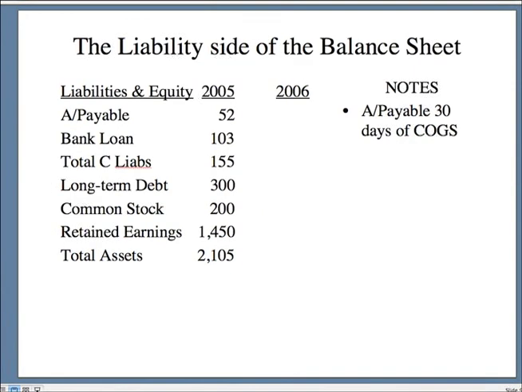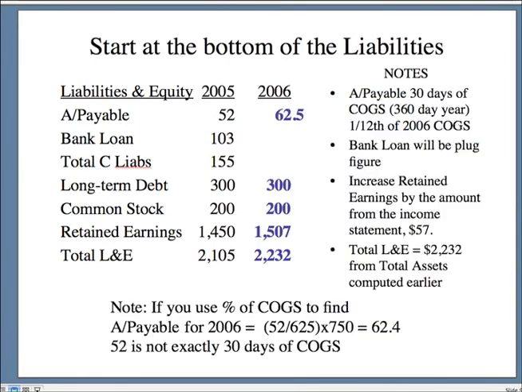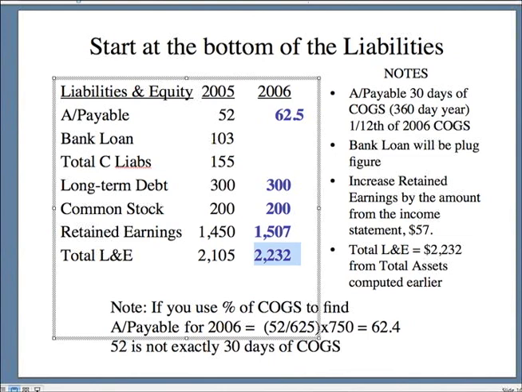Now we move to the liability side of the balance sheet, and here's where things get a teeny bit tricky, especially if you're just a little rusty in accounting. We start by bringing in the total number from the asset side. So total liabilities and equity equals total assets, 2,232.